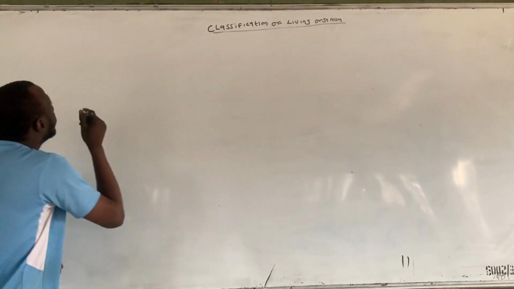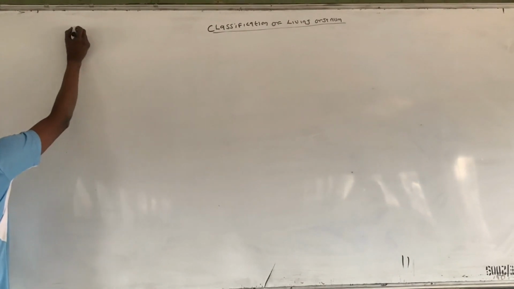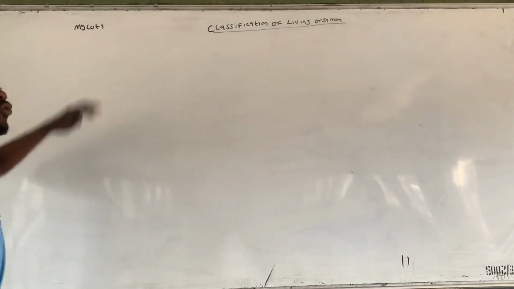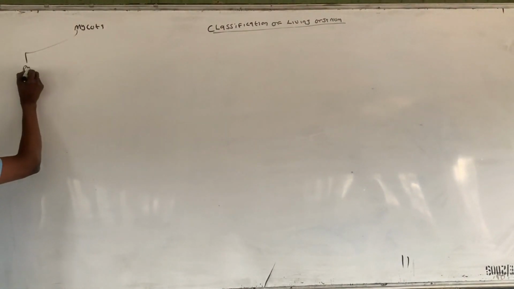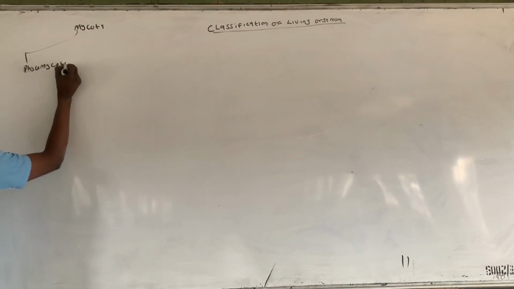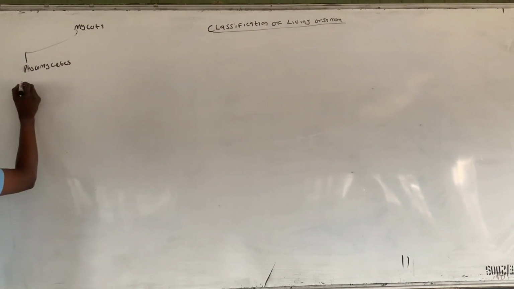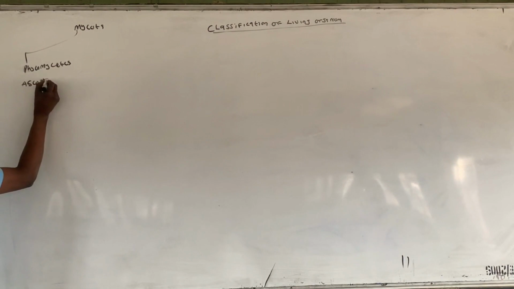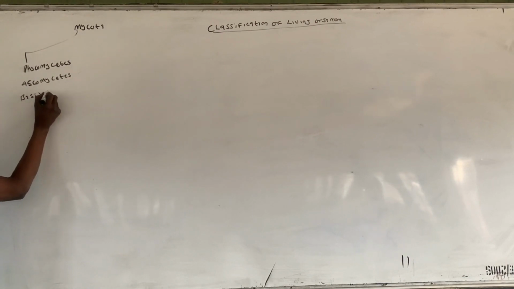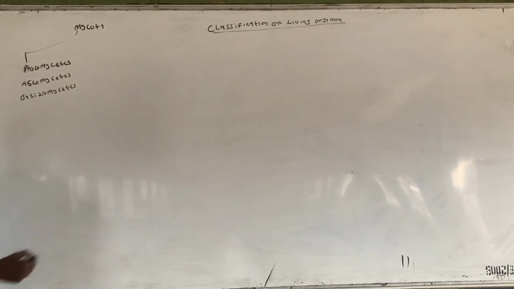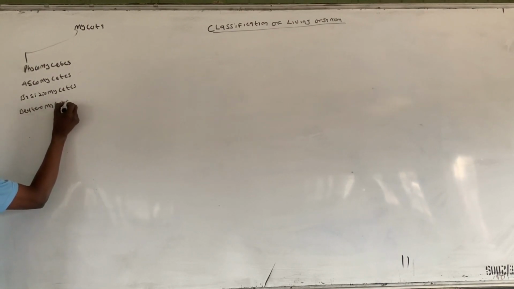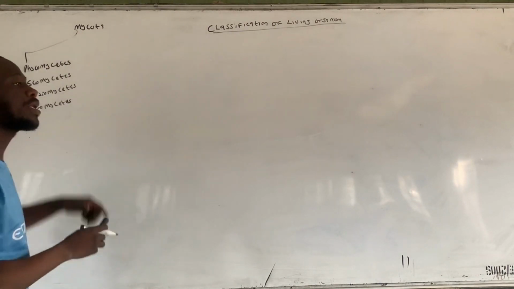Among the mycota or fungi, they are classified into four. The first one is the phycomycetes. The second classification is the ascomycetes. The third classification is the basidiomycetes. And finally, the last one is the deuteromycetes. These are the four classes of the kingdom mycota or fungi.